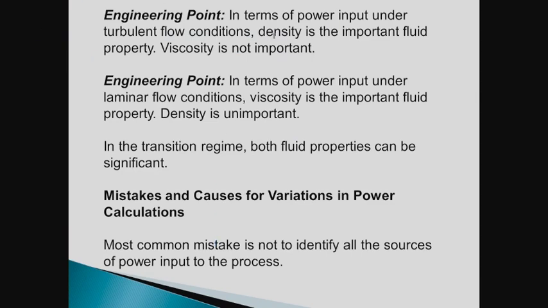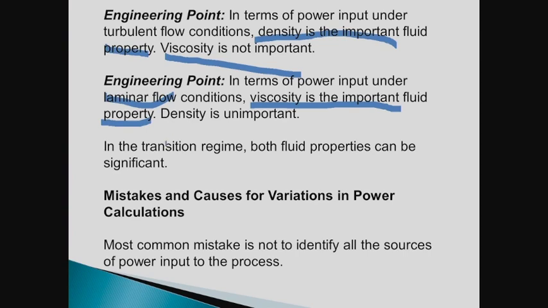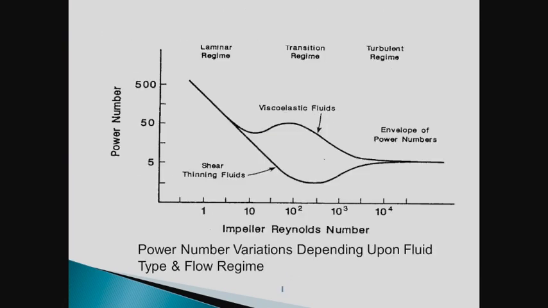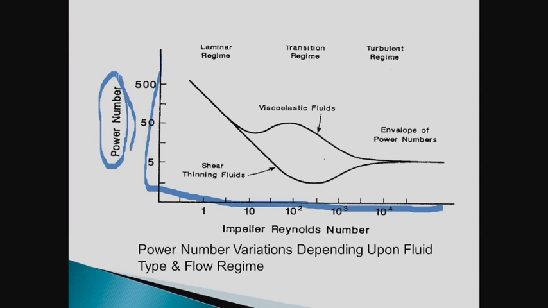And we already said this: density is most important for turbulent flow. Viscosity is important for laminar flow. And in the transition regime, both fluid properties are significant. We'll get to that in a second. Right here, the idea of power number versus Reynolds number. The power number is actually very similar to a drag coefficient.